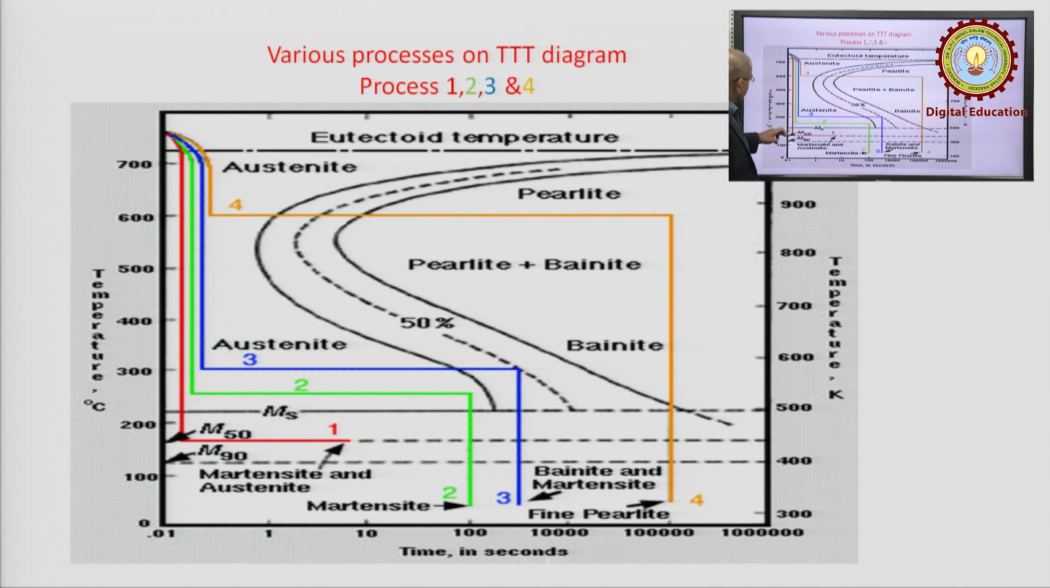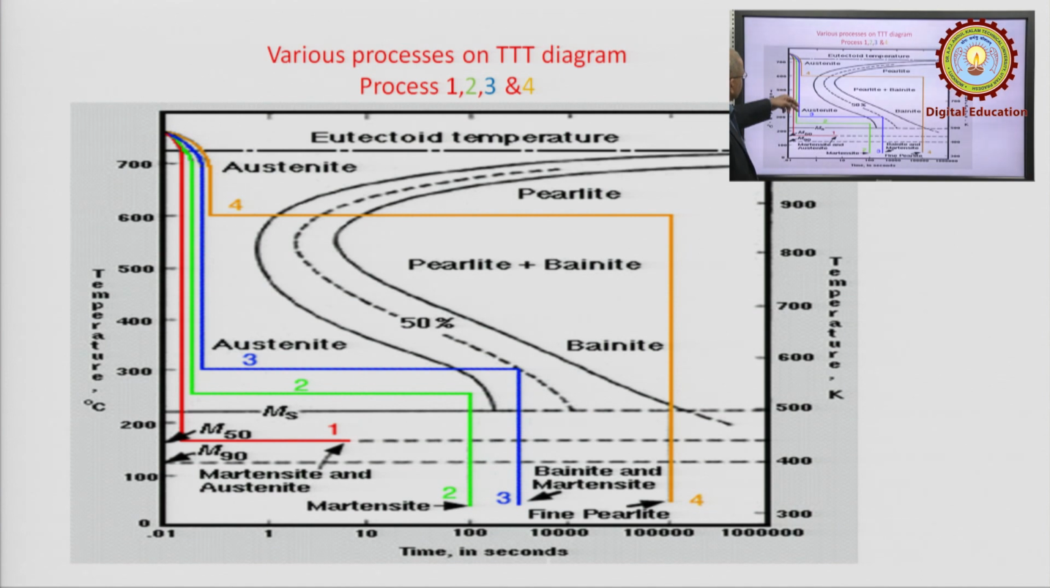From here to here, when the MS line is cut, then only the austenite will start transforming into martensite, and this continues transforming isothermally. Isothermally means temperature is constant. Take process 2, this is again drastic cooling, but the temperature goes down to 250 degrees centigrade. After 250 it is isothermal transformation. So, here again quenching is taking place and the transformation starts from here and continues. The austenite is getting transformed into martensite.